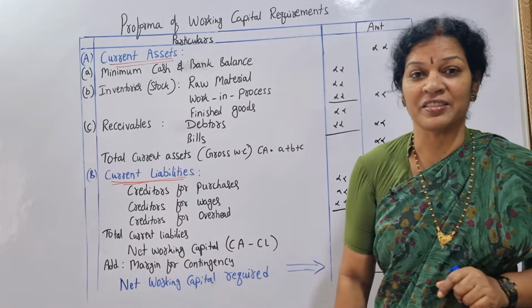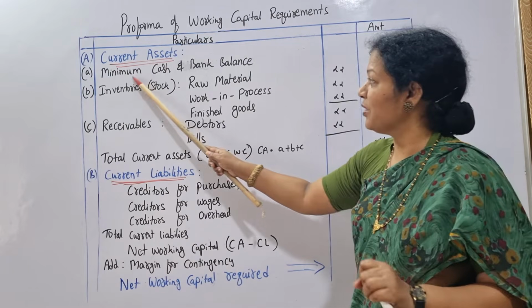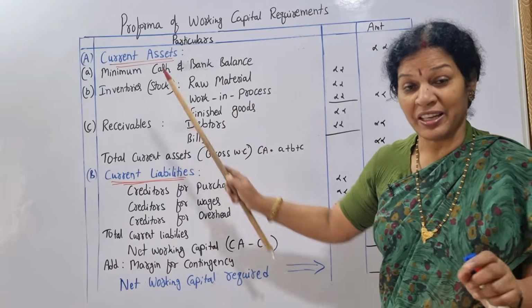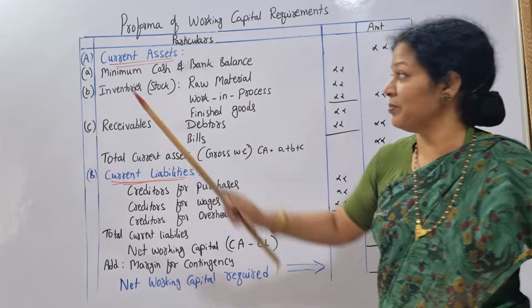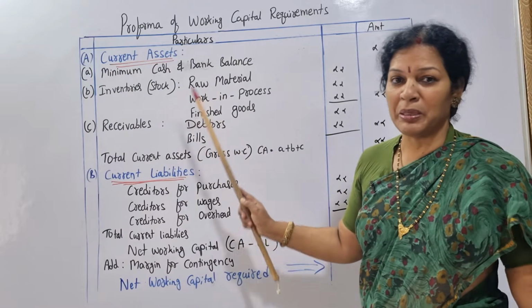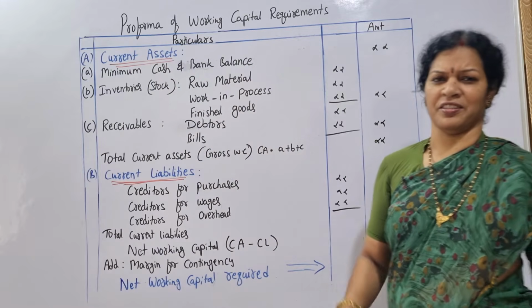What are the current assets? Always you know that cash in hand, cash at bank. So minimum cash balance or bank balance, whatever it is there, that is the first item. A bit is minimum cash balance or minimum bank balance, whatever you have. So this is the first current asset.